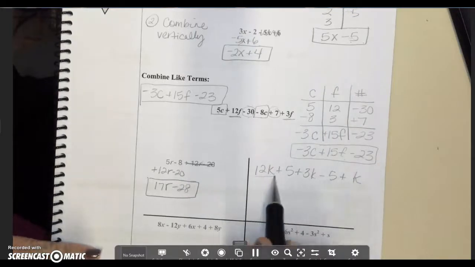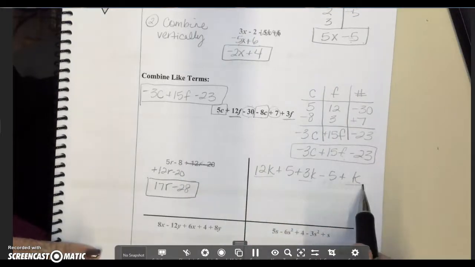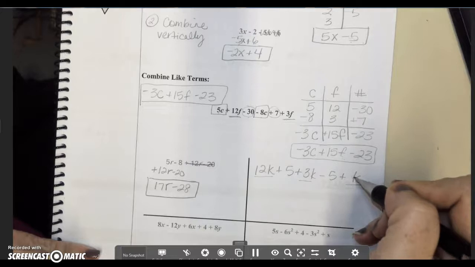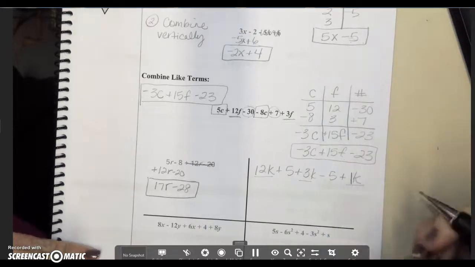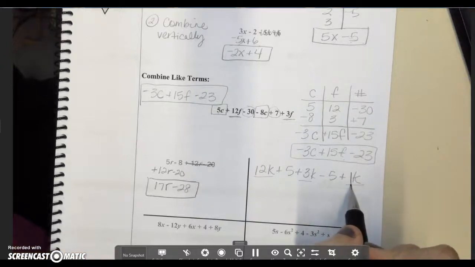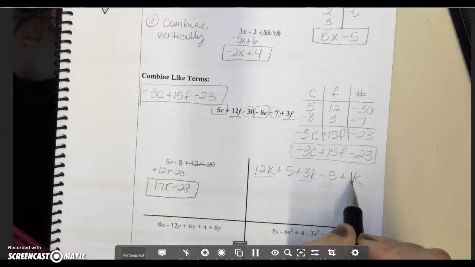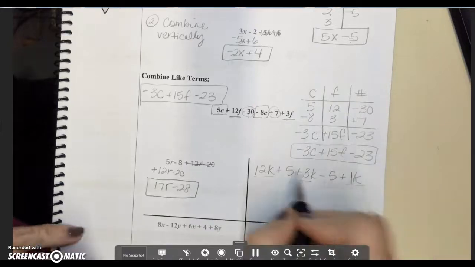Here, I'm just going to add all of my k's together. If you do not have a number in front of a variable, we understand that to be 1 all the time. So for now, until you get really good at variables, which you will, I want you to put that 1 in there so that you don't forget it.